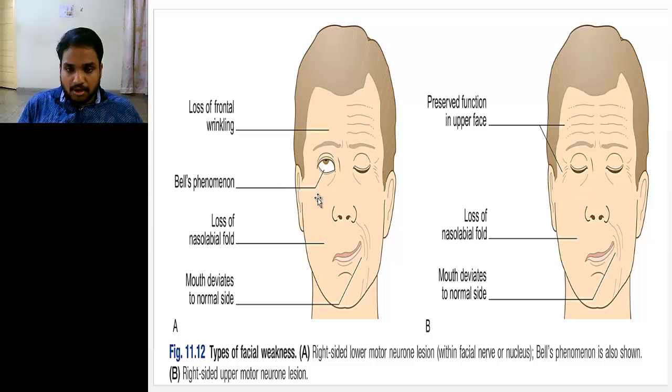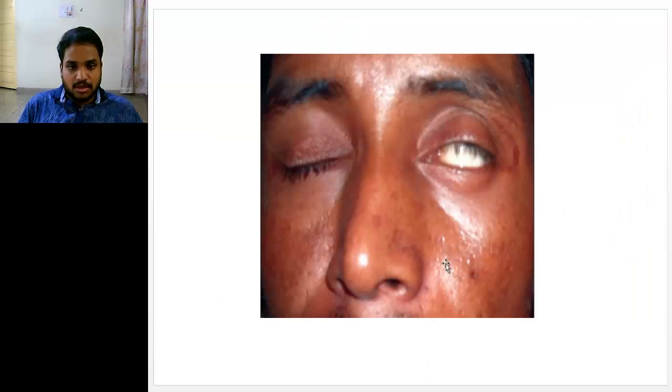And another important phenomenon is the Bell's phenomenon, right? What is Bell's phenomenon? When the patient attempts to close the eye, you can see the eyeball is rolling upward, right? This is called Bell's phenomenon. You can see here, the patient is trying to close the eye, and the eyeball is moving upward, right? So what is Bell's phenomenon due to? It is due to inability to close the eye. Fine.